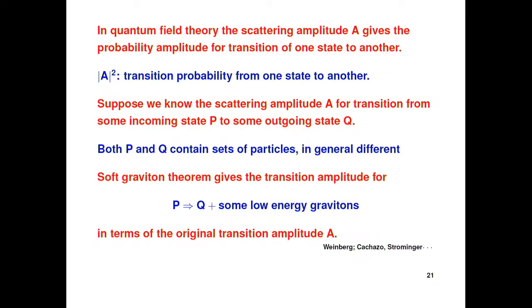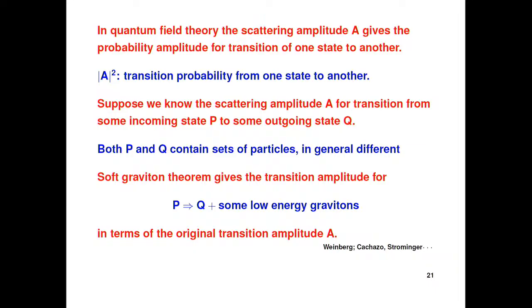So in quantum theory of fields, which is what is normally used for things like quantum gravity, the scattering amplitude gives the probability amplitude for transition from one state to another. The absolute value square of the scattering amplitude is the actual probability. This is a transition probability from one state to another.